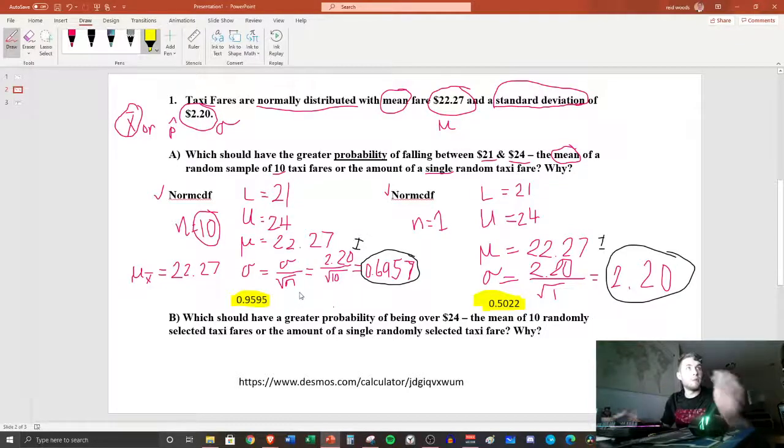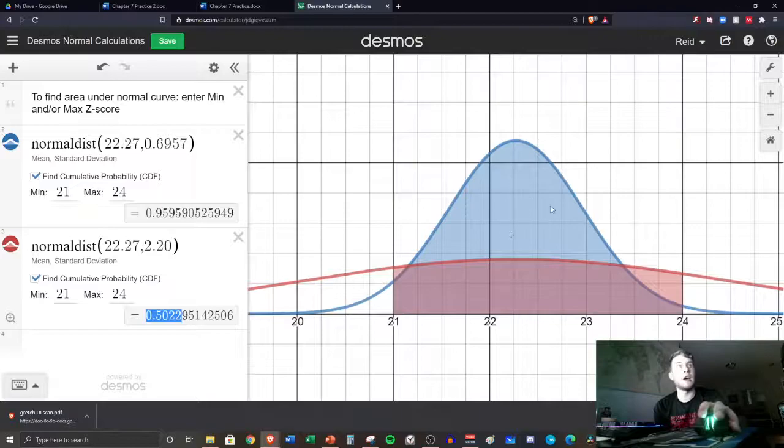And why is that? If you're asking why here, especially AP students, why is this happening? Well, because the standard deviation is less, more values will be centered around the mean. A higher percent, and we're seeing that as it relates to area under these curves.